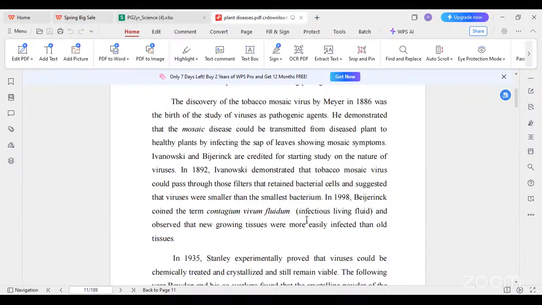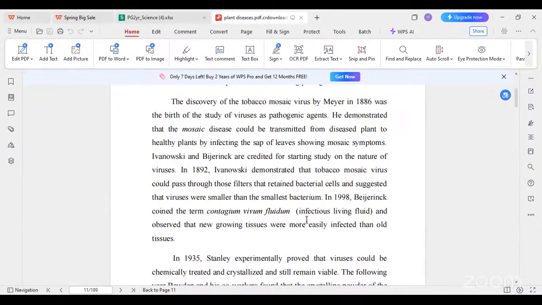The discovery of the tobacco mosaic virus by Mayer in 1886 was the birth of the study of viruses as pathogenic agents. He demonstrated that the mosaic disease could be transmitted from diseased plant to healthy plant by infecting with the sap of leaves showing mosaic symptoms. Ivanovsky and Beijerinck are credited for starting the study on the nature of viruses.